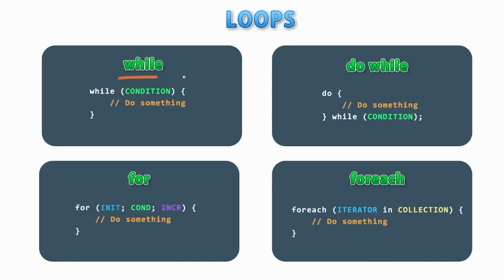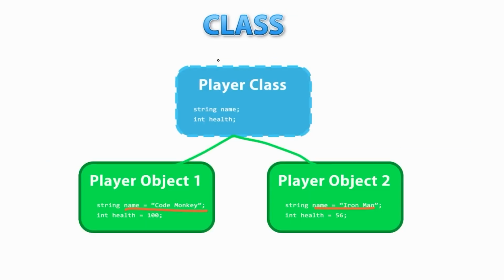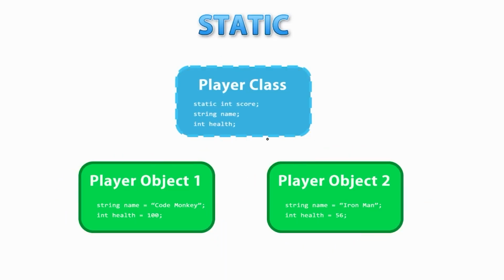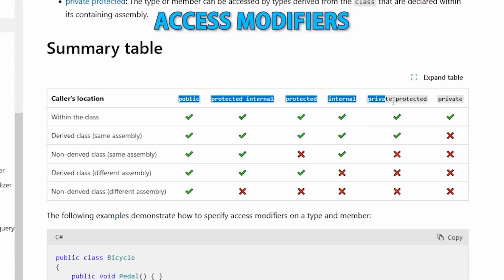This is how we can run certain logic multiple times, like for example looping through all members of a list. Then another crucial pillar of object-oriented programming, we're going to learn the basics of classes, how to define one and construct it. Next, we will be ready to learn about static, what is the difference between making something static and non-static. Then learn about access modifiers.